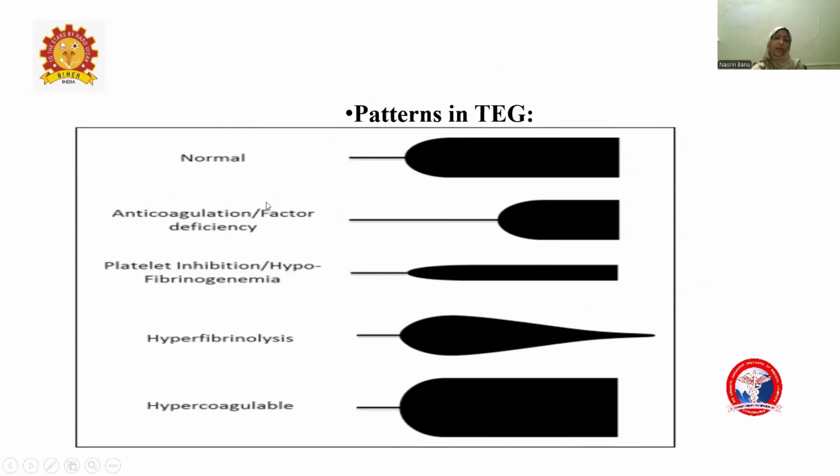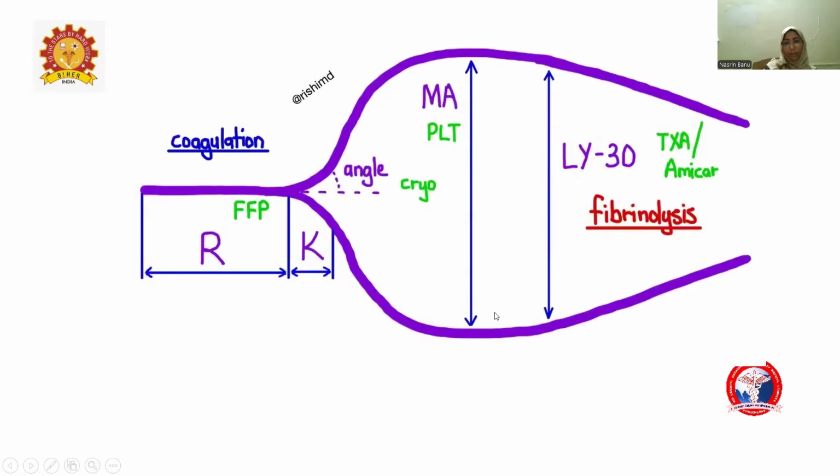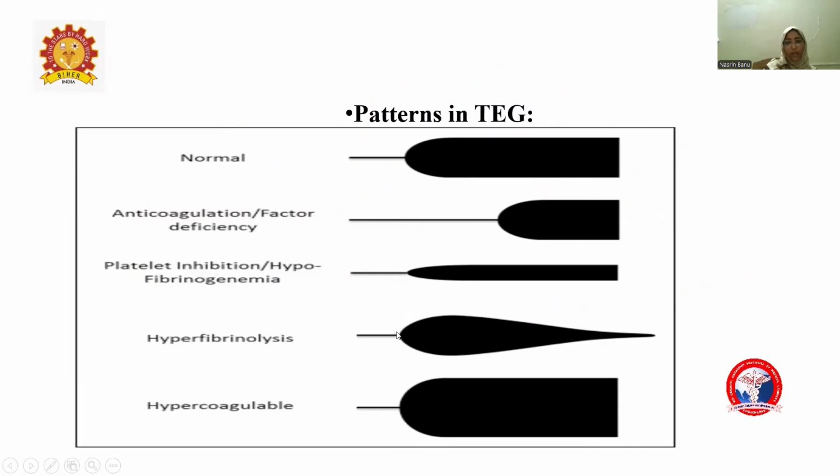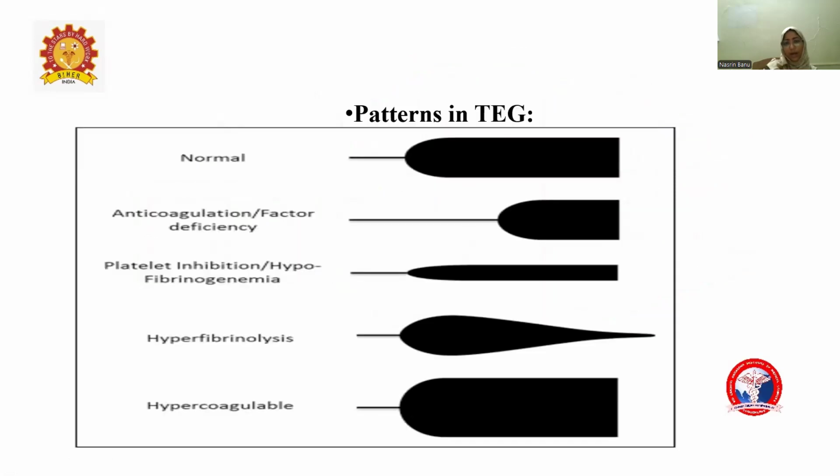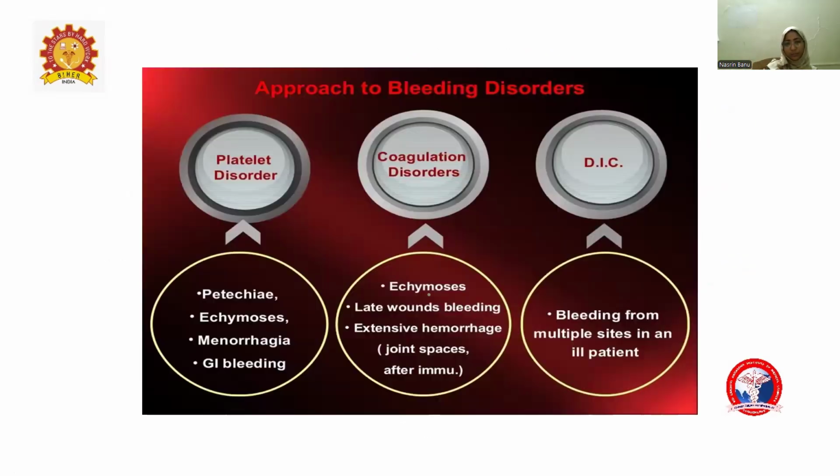And in anticoagulation or any factor deficiency, initially there will not be any clot formation. Later on, there will be clot formation. In cases with hypofibrinogenemia, there will be a very thin pattern of this MA and LY30 will be very thin. In hyperfibrinolysis, initially there will be increased fibrinolysis, that is, the MA will be more. Maximum amplitude will be more initially. Later on, the LY30 will be decreased. In hypercoagulable states, everything will be more.